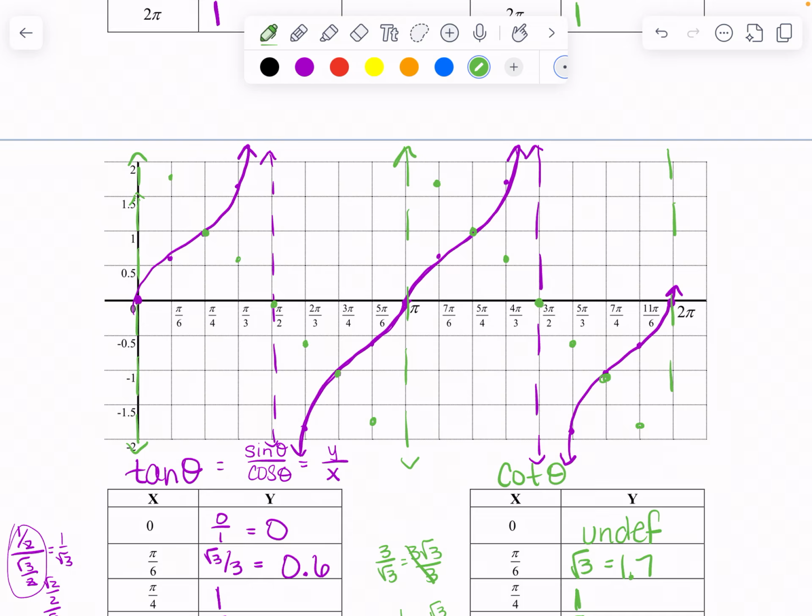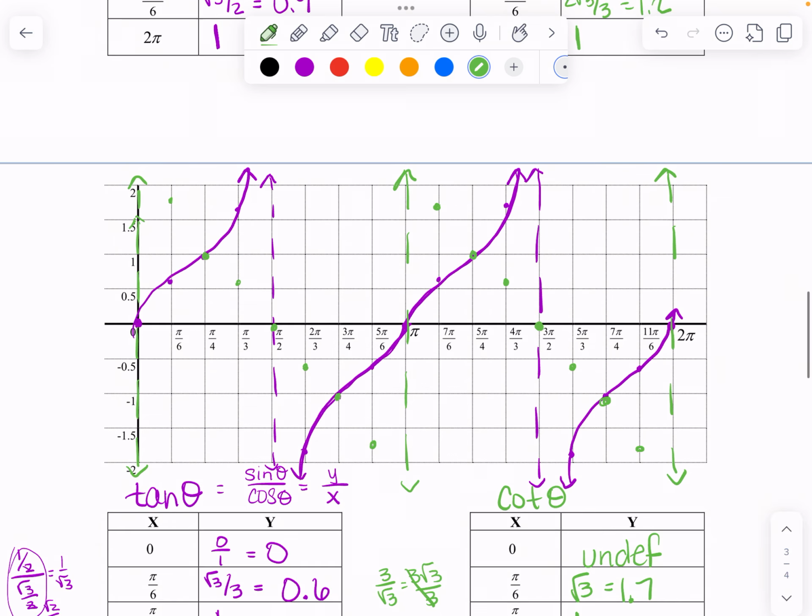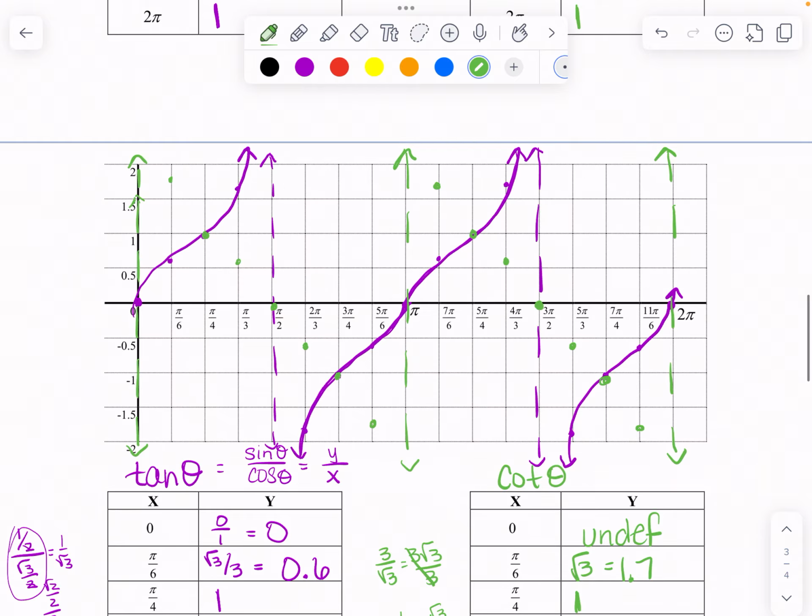Again, we're seeing 2 cycles, so this guy is going to repeat. And when my purple graph's at 0, I get an asymptote. When my purple graph has an asymptote, my green graph has an asymptote, or my green graph is at 0. All right, and this guy looks the same. He's just going the opposite direction.